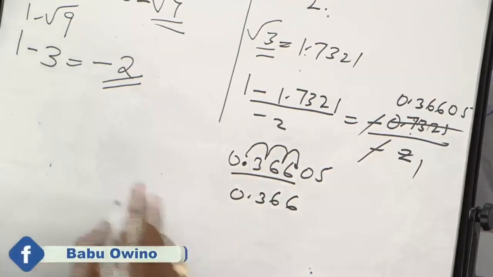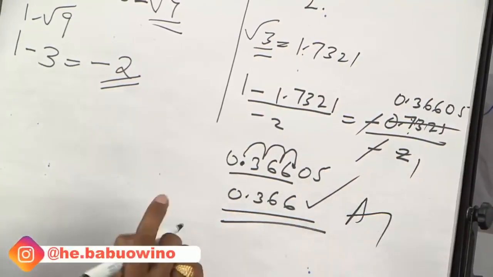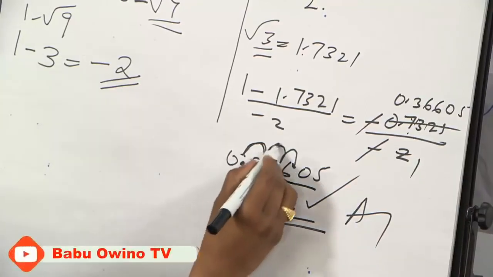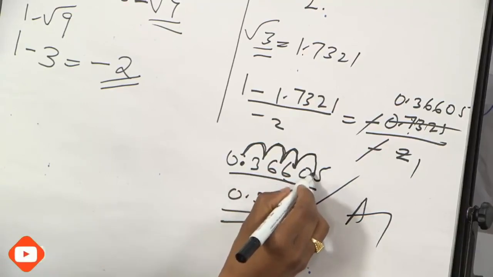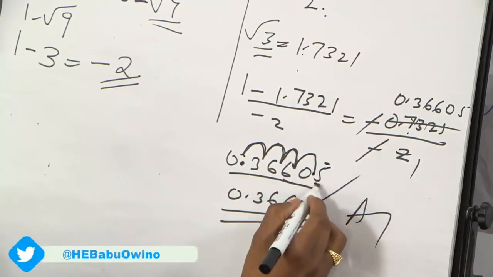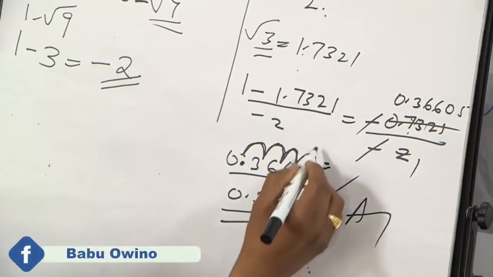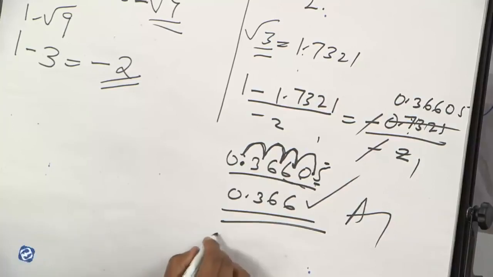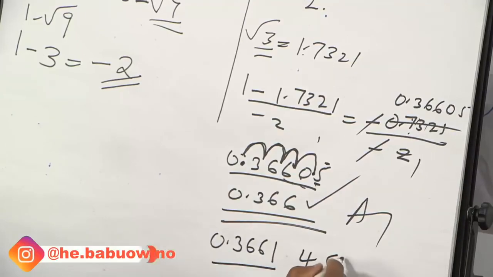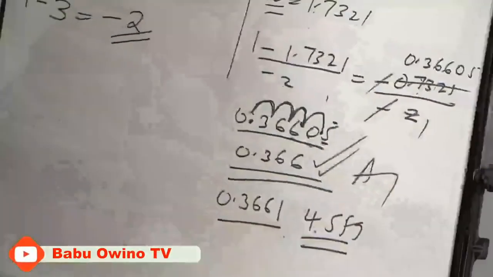Suppose they wanted 4 significant figures. Then you move 1, 2, 3, 4. When 4 is there, you look at the next number. When the next number is 5 or more than 5, it adds a value, and the value it adds is only 1. So the answer becomes 0.3661. This is to 4 significant figures, and the earlier one is to 3 significant figures.